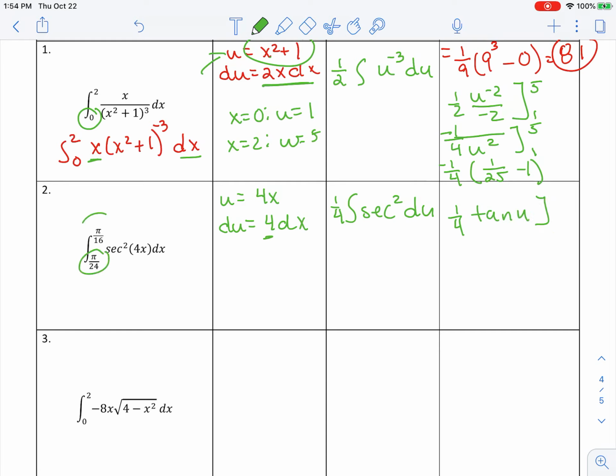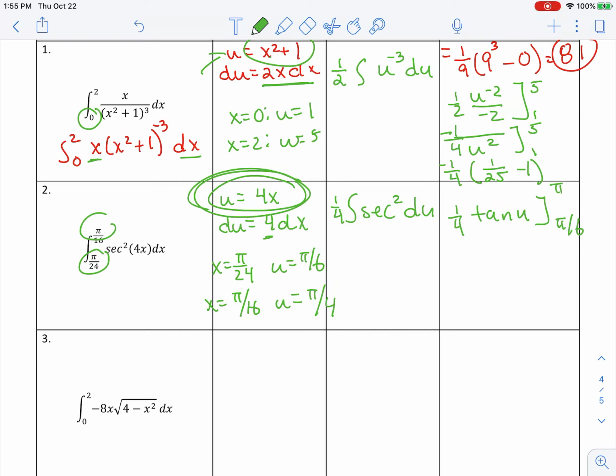Okay, now I need to find those new bounds. The original bounds were x's. So when x is pi over 24, u becomes 4 times pi over 24, so your u is pi over 6. When x is pi over 16, if I plug it here, 4 times pi over 16 gives me pi over 4. So these are my new bounds. So the pi over 6 goes here, and the pi over 4 goes here. So I've got 1/4 tangent of pi over 4 minus tangent of pi over 6. Think back to your unit circle. This is 1. This is √3/3.